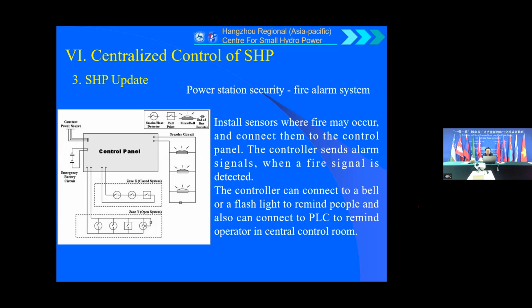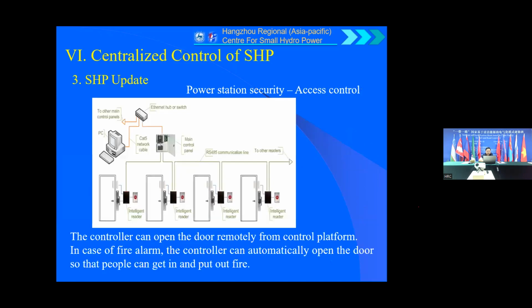Okay, this is the fire alarm system. Install sensors where the fire may occur and connect them to the control panel. The controller sends alarm signals when a fire signal is detected. So the controller can connect to a bell or flashlight to remind people, and also can connect to the PLC to remind operators in the central control room. Normally we will use this fire alarm system just to prevent fires at each power station.